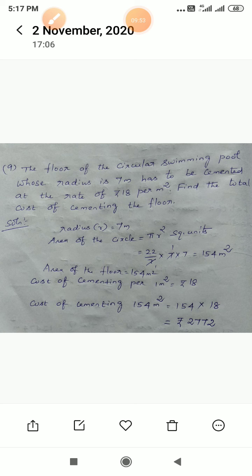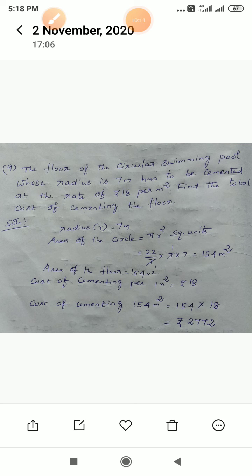Ninth one. The floor of a circular swimming pool whose radius is 7 meter has to be cemented at the rate of rupees 18 per meter square. Find the total cost of cementing the floor. What is given? Radius is given and cost of cementing per meter square is given. Then we have to find the total cost of the cementing the swimming pool floor.